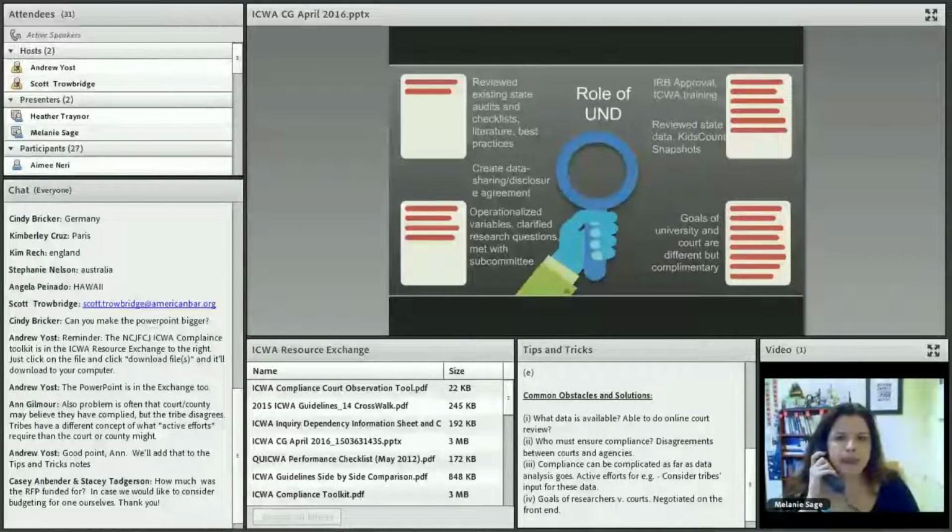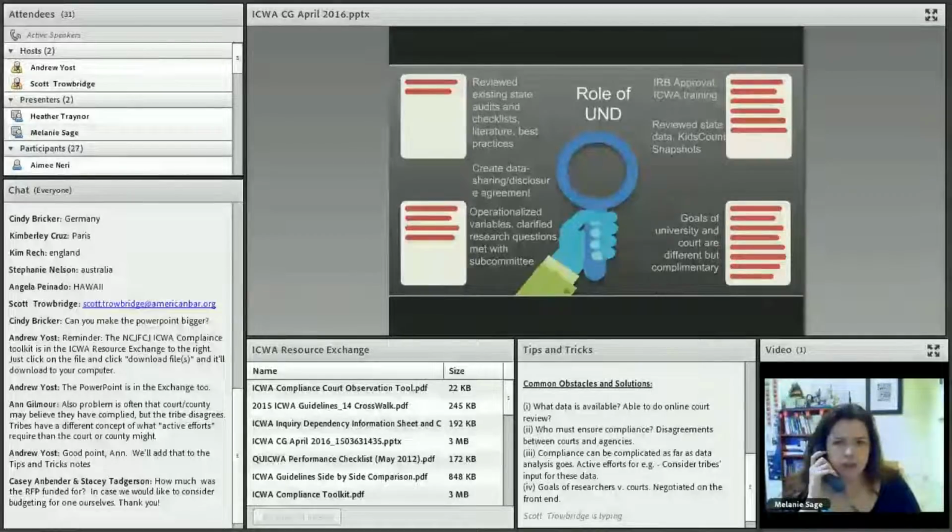Every time I worked toward defining a variable, I took it back to the subcommittee, said, does this make sense? When I collected data, I took it back to them, said, does this make sense? And what are your explanations for this? What do you think this means?